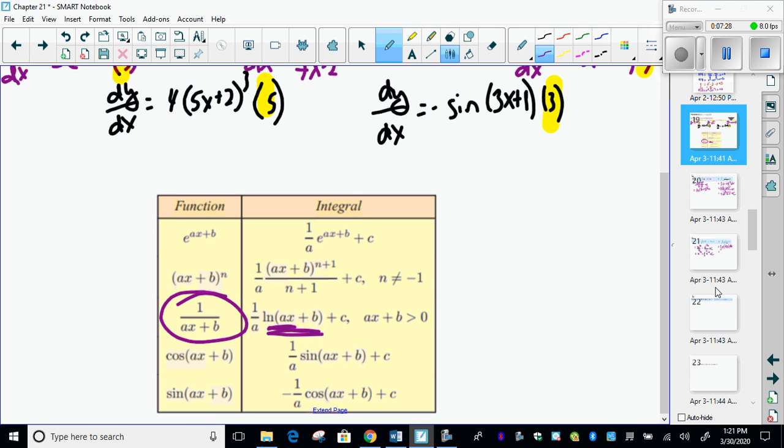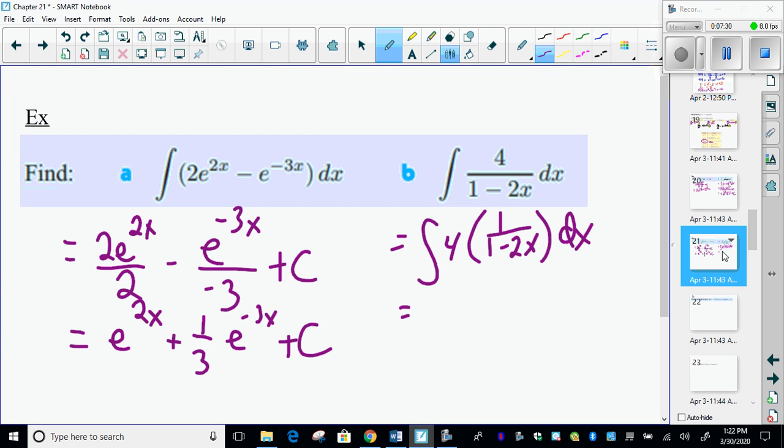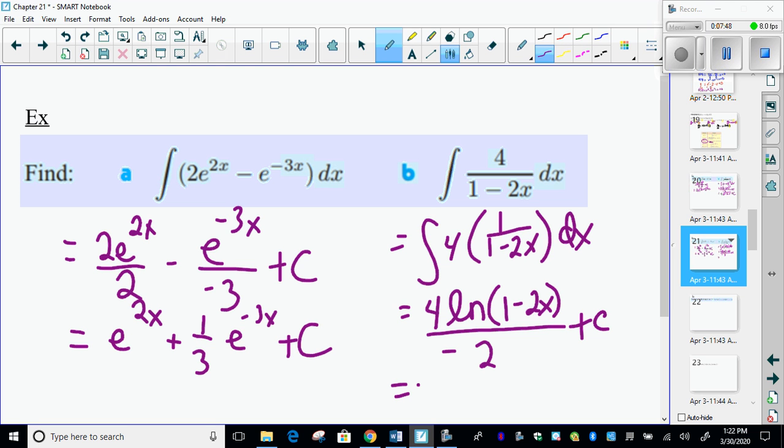So when I integrate this, I get 4 times the natural log of that function. But then I'd have to attach on that times negative 2 when I do the derivative. Therefore, I have to divide that by negative 2 plus c, which gives you negative 2 times the natural log of 1 minus 2x plus c.